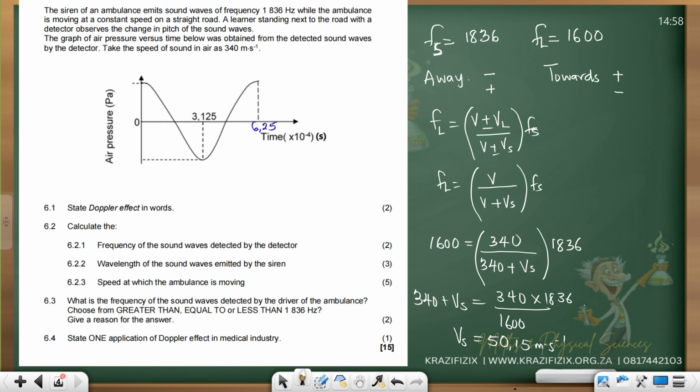The last one, please Google it. State one use or one application of Doppler effect in medical industry. Blood flow meter, ultrasound, heartbeat of the fetus. Okay, blood flow meter we mentioned, right? This is grade 10. I don't know if you remember doing it in grade 10, Shamir, but this is grade 10. Uses of ultrasound. Okay.